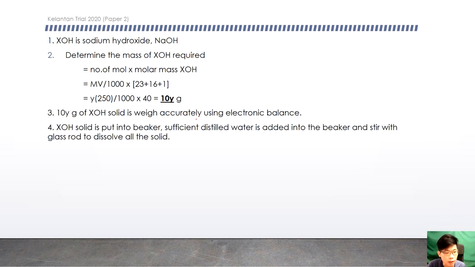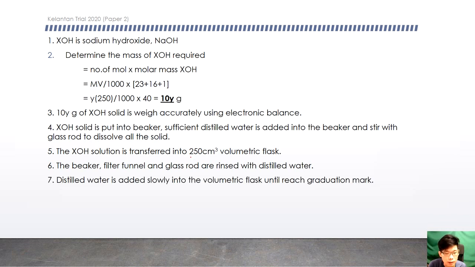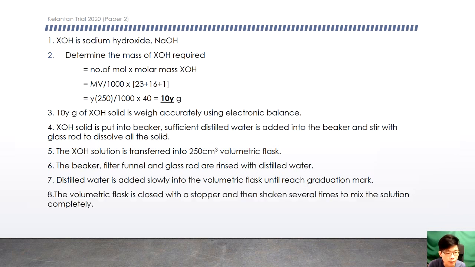After that, XOH solid is put into the beaker, and then sufficient distilled water is added into the beaker, and then stir with the glass rod to dissolve all the solid. Then the XOH solution is transferred into a 250 cubic centimeter volumetric flask. Okay, and the beaker, filter funnel, and the glass rod are rinsed with distilled water, and distilled water is added slowly into the volumetric flask until it reaches the graduation mark. Then the volumetric flask is closed with a stopper and shaken several times to mix the solution completely.